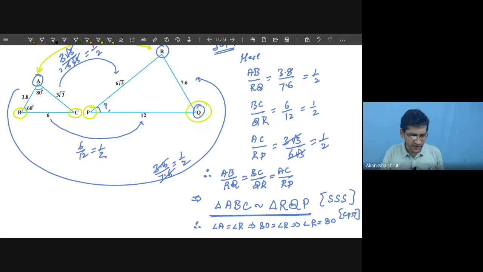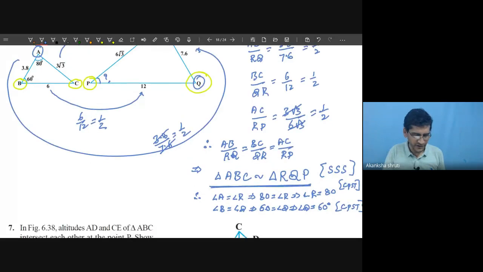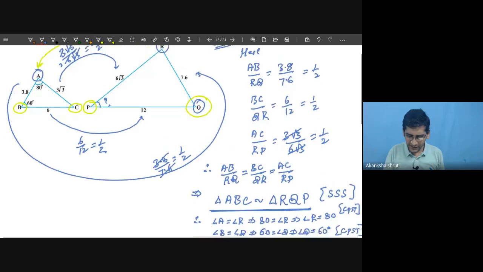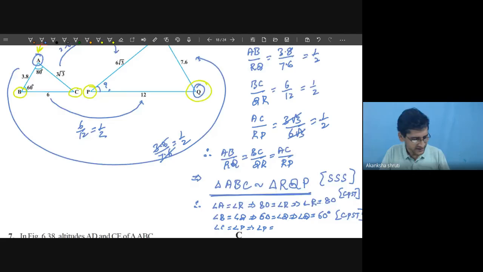The other, Q, can be calculated. So angle B is equal to angle Q. Angle B is our 60 degrees, so angle Q is 60 degrees. This is also a corresponding part of similar triangles. The third one is also good, the P, which is required here. So angle C is matching with angle P. So angle P is equal to angle C.